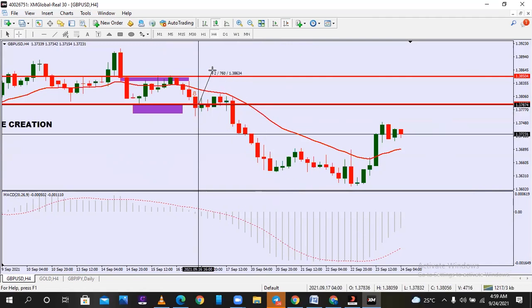This is 66 pips, and this is over 141 pips. If you come and bring it down here, that is 160 pips. So you can see that is the first case scenario.